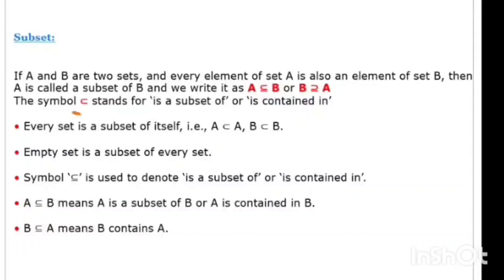This symbol represents the subset symbol. Now some discussion about the properties of subset. Every set is a subset of itself.